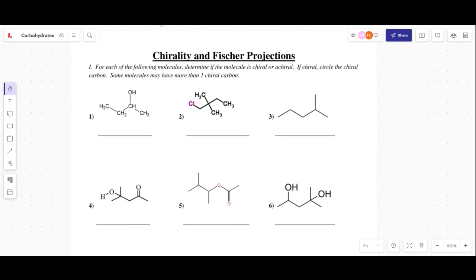Alternatively, you can also click back on the shared Blackboard Collaborate. But chirality and Fischer projections. So here's the deal. For something to be chiral, that means it's not superimposable with its mirror image.